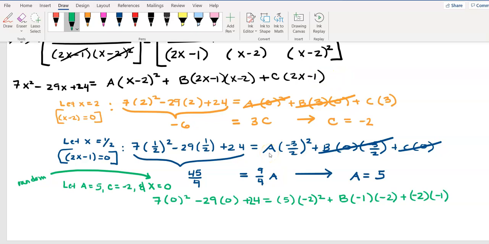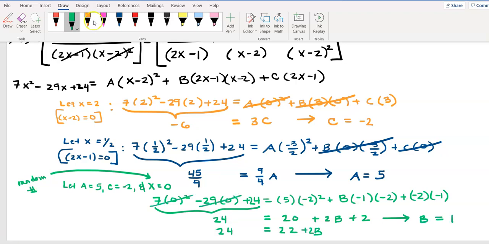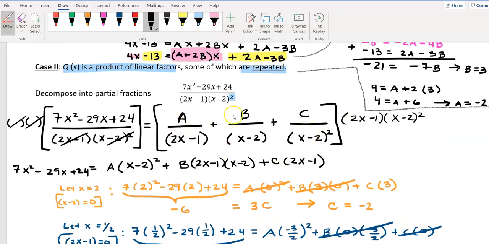So now I'm going to simplify, and on the left-hand side, that would simplify to give us 24. And on the right-hand side, we would get 20 plus 2b plus 2. And if I were to solve that, b would equal 1. So now that I know all of the a, b, and c values, I can go back up to the original partial fractions and replace the a, b, and the c values with what we found.